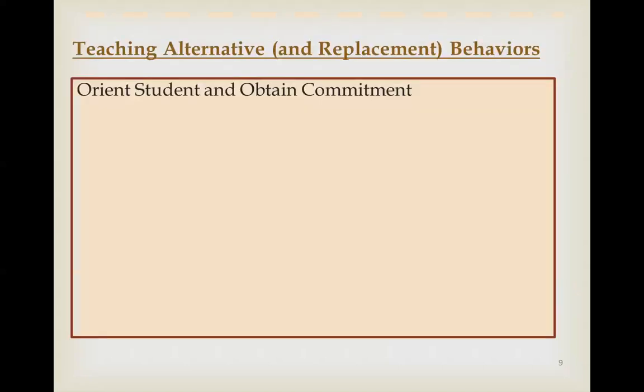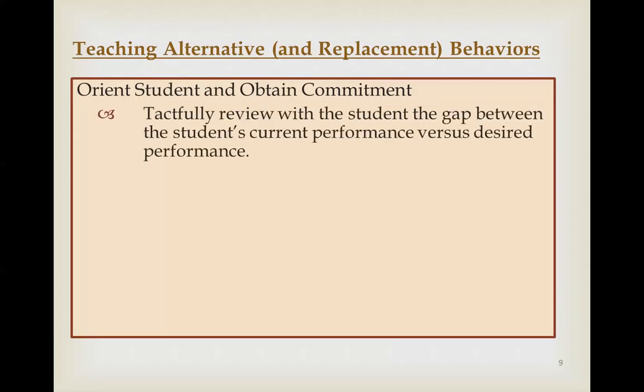Okay, so we have a couple of stages in doing this, right? And so the first stage is, relationship is incredibly important here. So the first step is to have a discussion with the student in which you, in a very tactful way, point out the gap between their current level of performance and the expected or desired level of performance, right? We all love to get that feedback, right? Here's how you're expected to perform. Here's how you actually are performing.